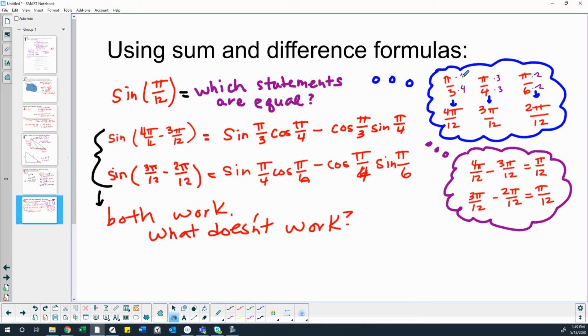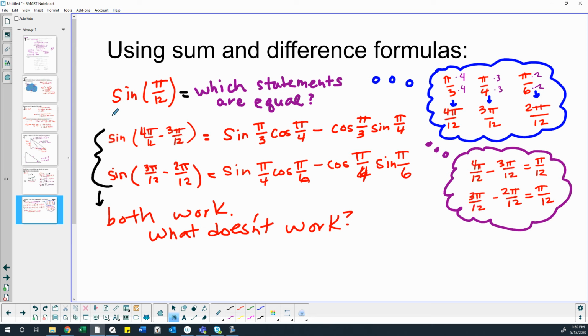Then we figure out ways that we can use those numbers to get pi over 12. So with just these numbers, without considering other quadrants, there are two ways we can do that. 4 pi over 12 minus 3 pi over 12, or 3 pi over 12 minus 2 pi over 12. Right? And remember that 4 pi over 12 minus 3 pi over 12 is actually pi thirds minus pi fourths. And 3 pi over 12 minus 2 pi over 12 is actually pi fourths minus pi sixths. So that's where these answers have come from.